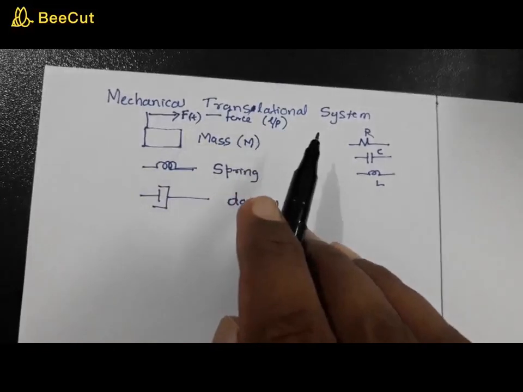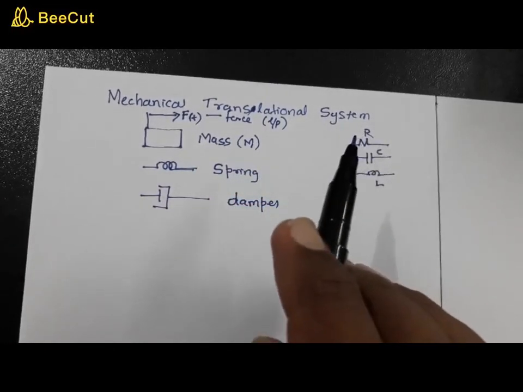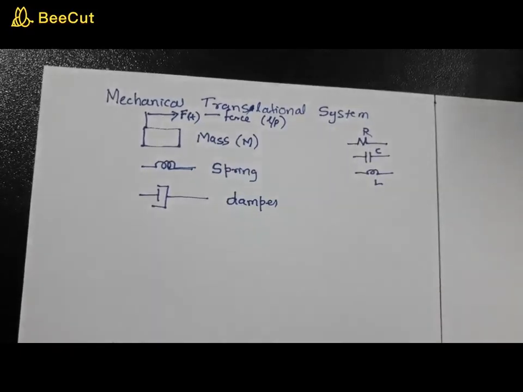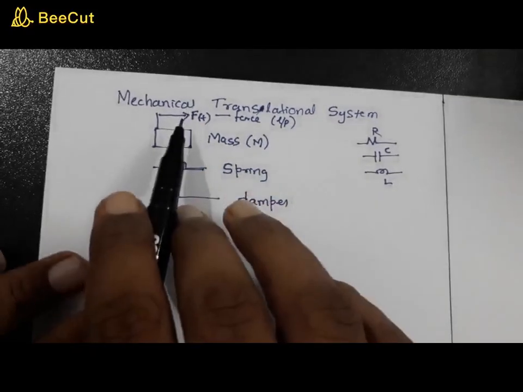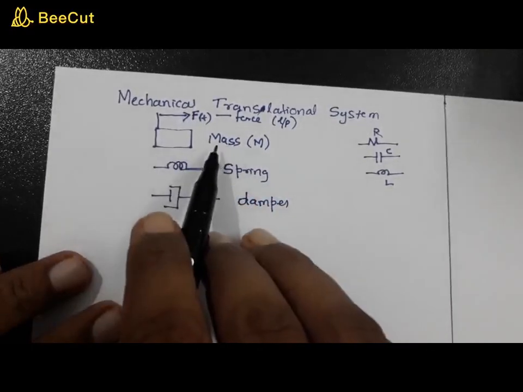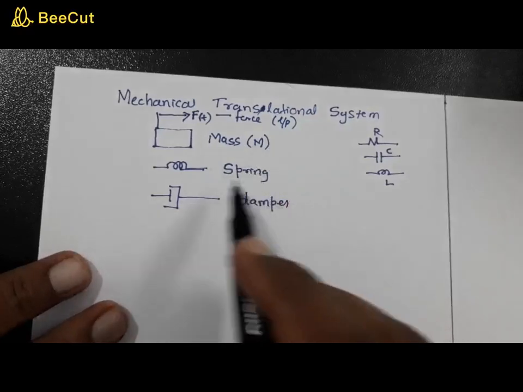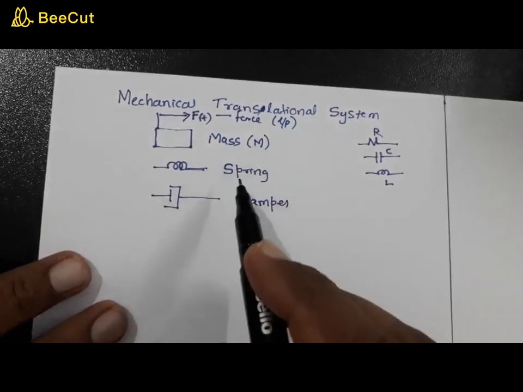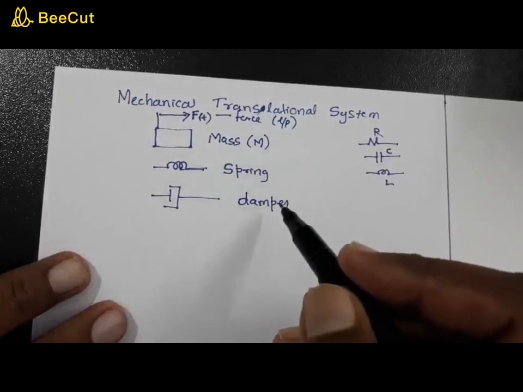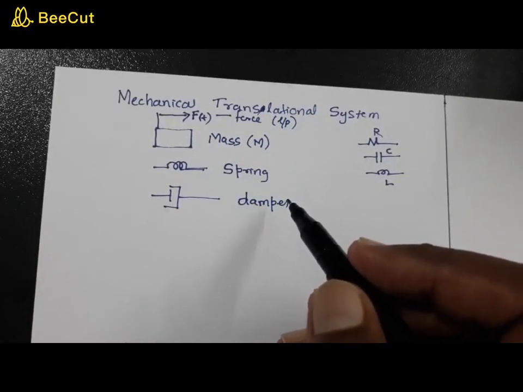When we study the analogy, we are going to study the force-voltage and force-current analogy. That's a different topic. We'll come to that later. Anyway, the input force is represented as capital F of t, while the mass is represented as m, and the damper and spring are the names of these components, while the spring as well as the damper exerts a force.